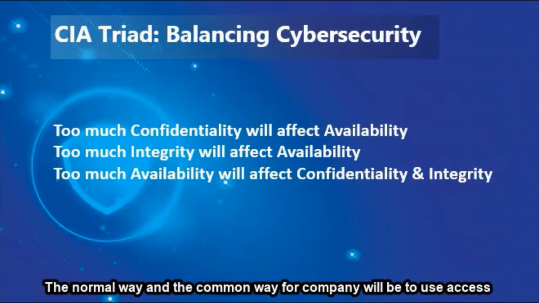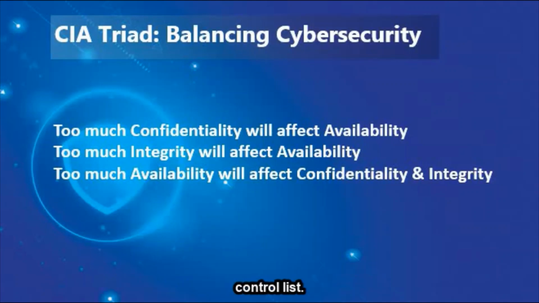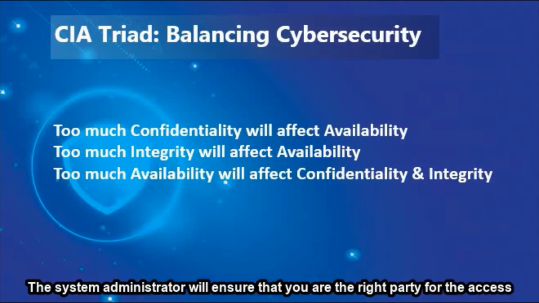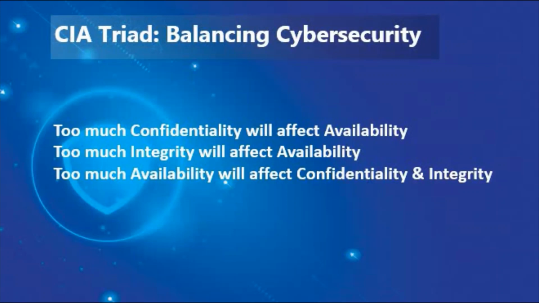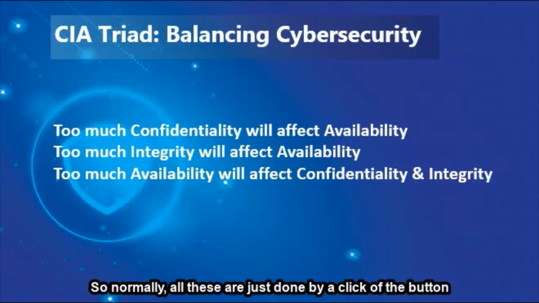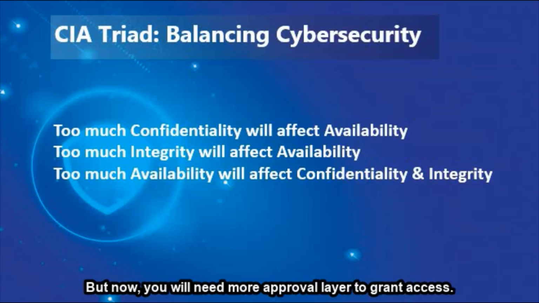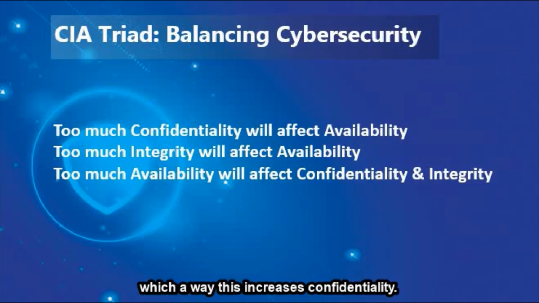the normal and common way for a company will be to use an access control list. The system administrator will ensure that you are the right party for the access, and then you will be able to access the data. So normally, all this is just done by a click of a button. But now, you will need more approval layers to gain access, which increases confidentiality.